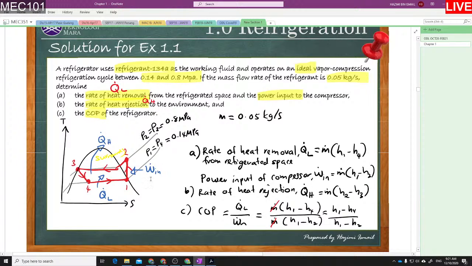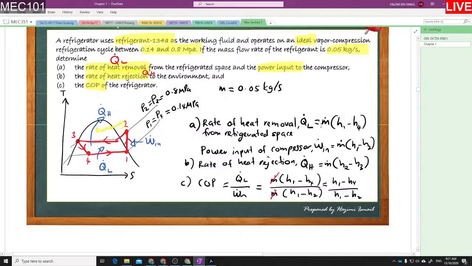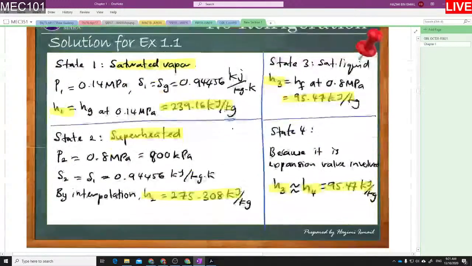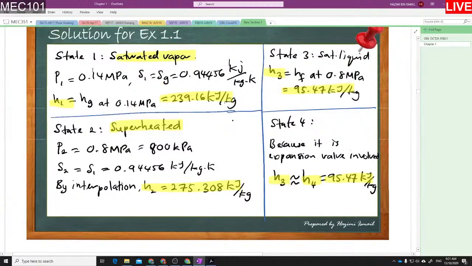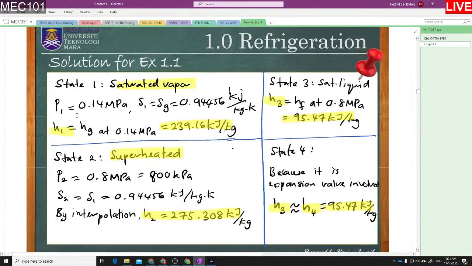Nak cari kat work in pula. So work in pun sama. Awak dapatkan nilai value H1 kat bawah, tolak H2, so darab dengan M dot. M dot tu mass flow rate. Okay, COP, okay, dapat nilai QL, dapat nilai work in. So QL bahagi dengan work in. So ni cara-cara dia nak dapatkan setiap state, enthalpy setiap state. Okay, yang ni sepatutnya saya dah tak tunjuk sebab kita dah belajar dekat MEC251.